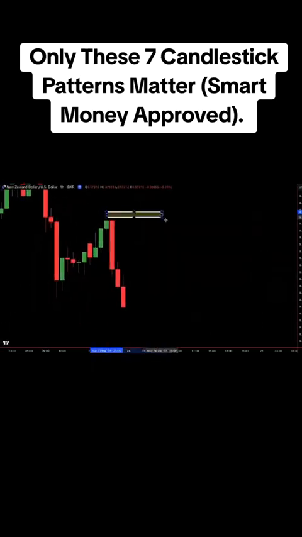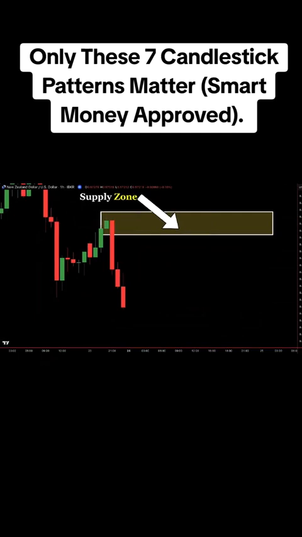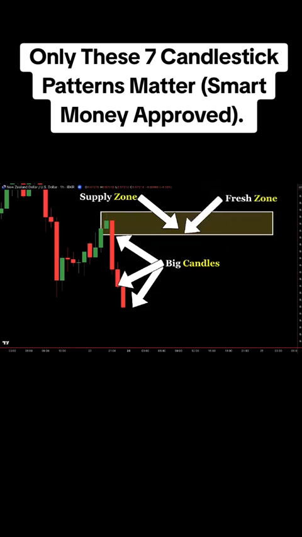Here we have a strong supply zone. Now, how do we know it's real and not just a random pause? We apply our criteria. Look at the size of the candles in the move down. They're big and impulsive. That shows institutional interest. The zone is fresh and the previous support is broken. Now we know this isn't just noise. This is a smart money zone.